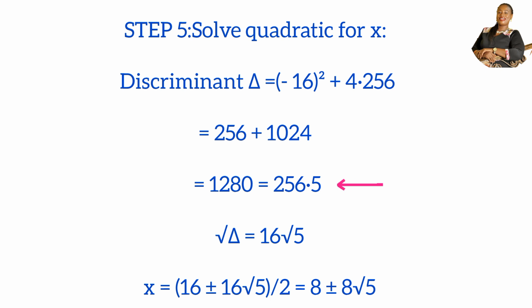We rewrite 1280 as 256 times 5. So the square root of the discriminant equals 16 root 5. Using the quadratic formula, x equals 16 plus or minus 16 root 5 all over 2, which is also equal to 8 plus or minus 8 root 5. These are our possible values of x, which, remember, is s squared. Next, we'll figure out which one fits our problem.